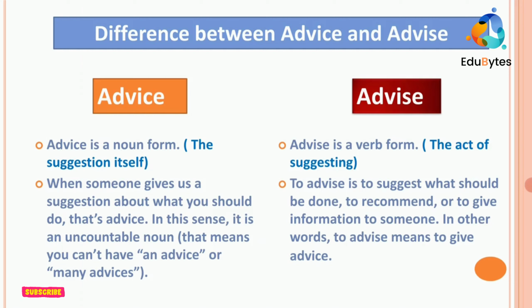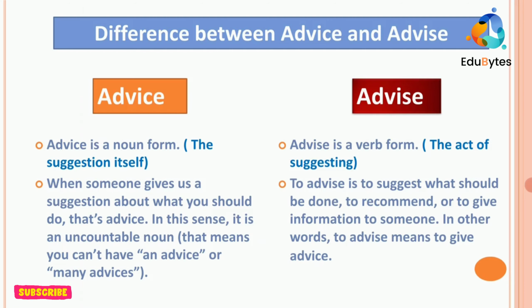Since we know that advise is a verb form, an action word, then it is very likely that the word will show some action. So the act of suggesting or recommending is called advise. To advise is to suggest what should be done, to recommend or to give information to someone. In other words, to advise means to give advice.